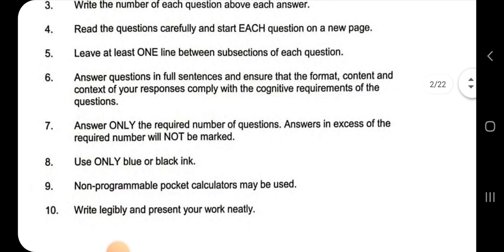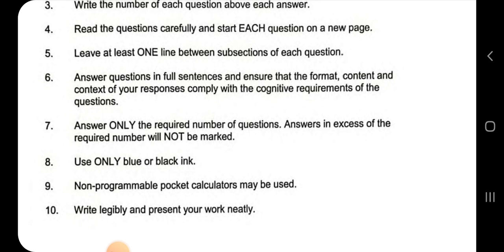Answer questions in full sentences and ensure that the format, content, and context of your response comply with the cognitive requirements of the question. So if you are asked to name a certain thing for 6 marks, answer for 6 marks, okay? Name and explain. So answer for 6 marks. If it's 2 marks, answer for 2 marks.